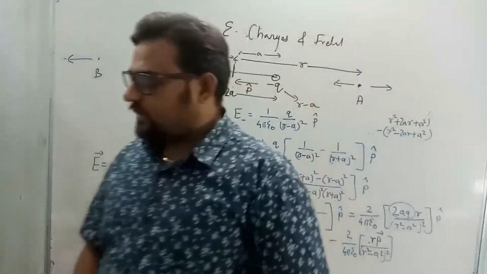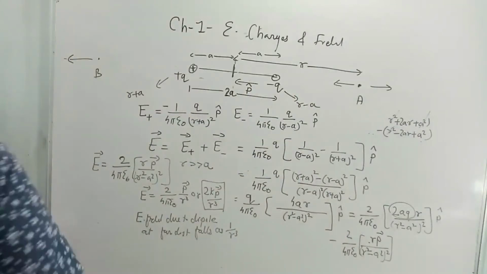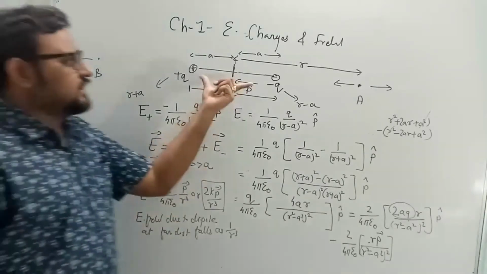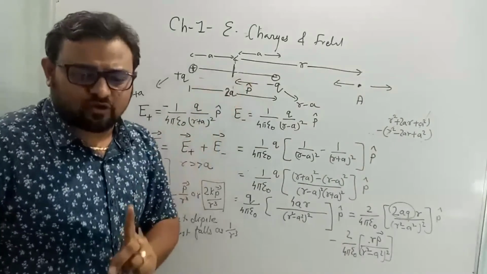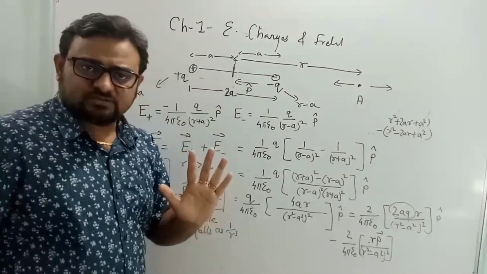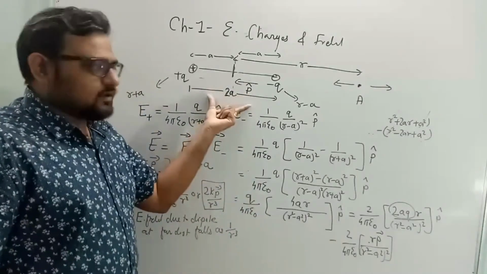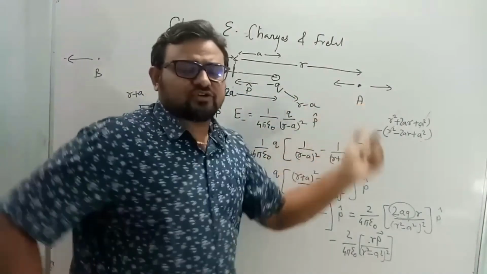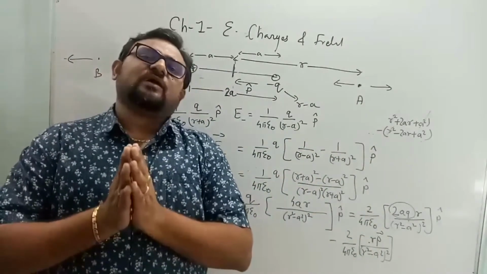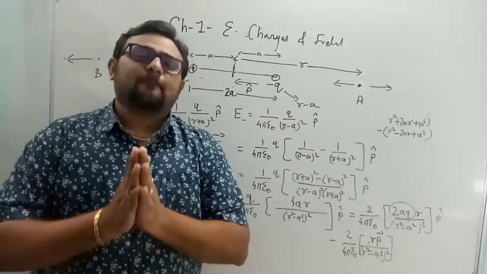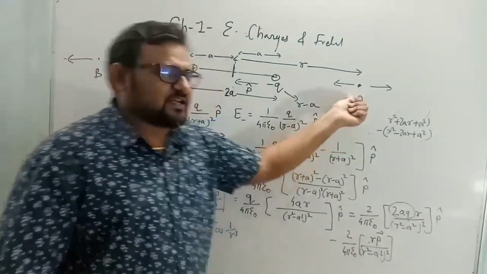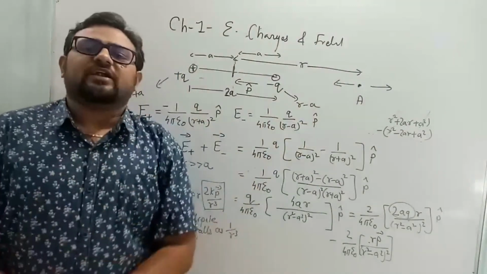Okay, so I am repeating the whole topic once again. First, what we had done, we had taken a dipole. This is a very important topic. It can be asked for 3 marks. See, plus charge, minus charge. The distance between them is 2a, and you have to find the electric field at point A. Let's take a dipole, where the distance between the two point charges is 2a, and let's find out the electric field at a point A, which is located at a distance r from the center of the dipole.